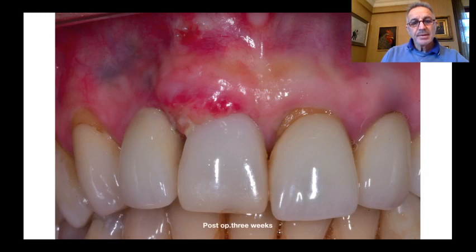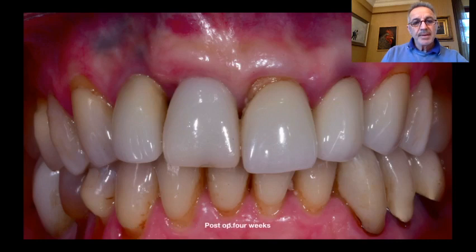3 weeks. Our connective tissue has already been vascularized now. So we need to wait at least 3 to 4 months for tissue maturation. This is 4 weeks, looks better. But when you compare the distal papilla, implant side and natural tooth side, we have already lost 1 to 2 millimeters of papilla. I will come back to this issue.